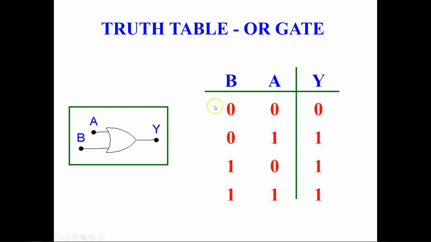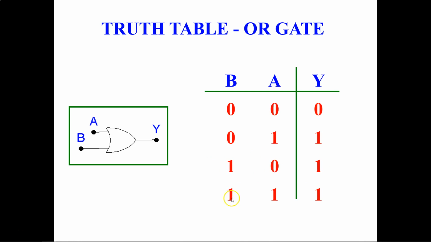So different inputs are given here for A and B. Let's start with this first one, when both the inputs are low, which means both the inputs are 0. So if you add these, the formula for the OR gate is A plus B equals Y. If you add this, this is definitely going to be 0. So you have Y as 0. And if you give B as 0, A as 1, and you add them up, you will have 1. Similarly here, you have B as 1 and A as 0. If you add them up, you will have 1.